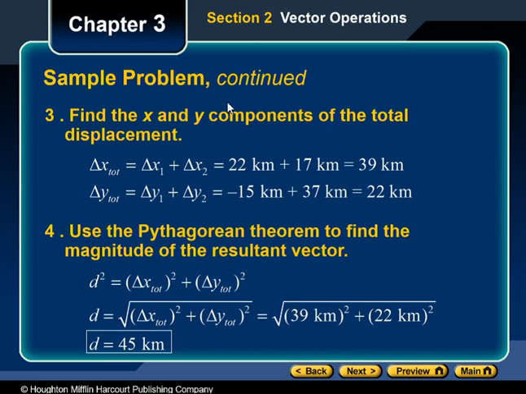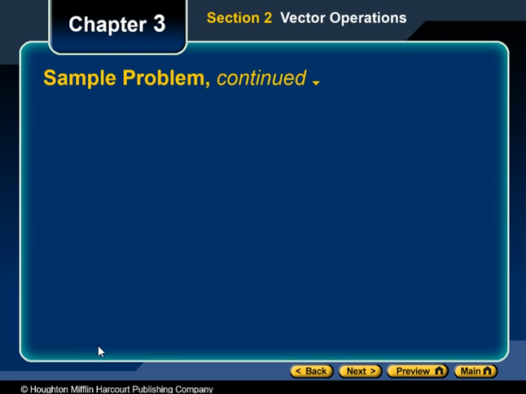Pythagorean theorem: d squared is equal to x squared plus y squared. Solving that for d, we have to take the square root of both. We've just created this x total and this y total, so we can plug those values into the Pythagorean theorem. Some simple calculator work will tell me that this overall resultant is 45 kilometers.